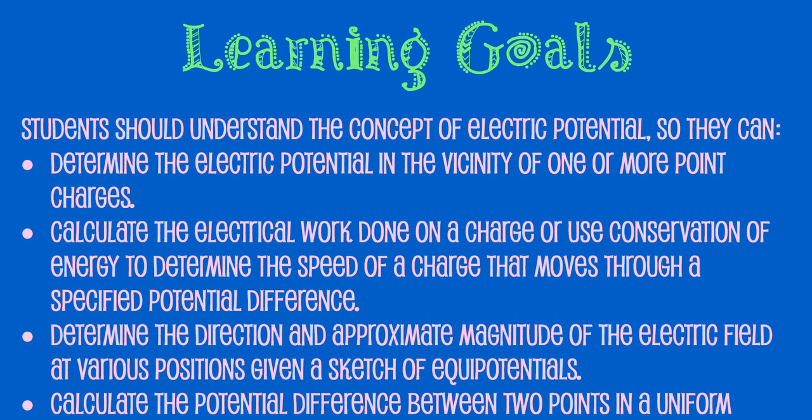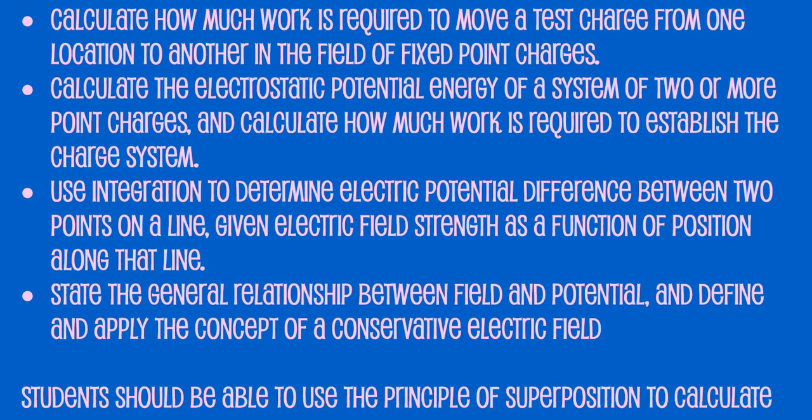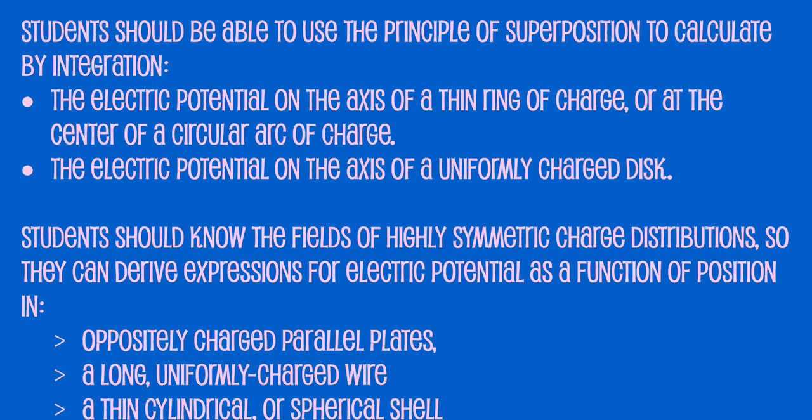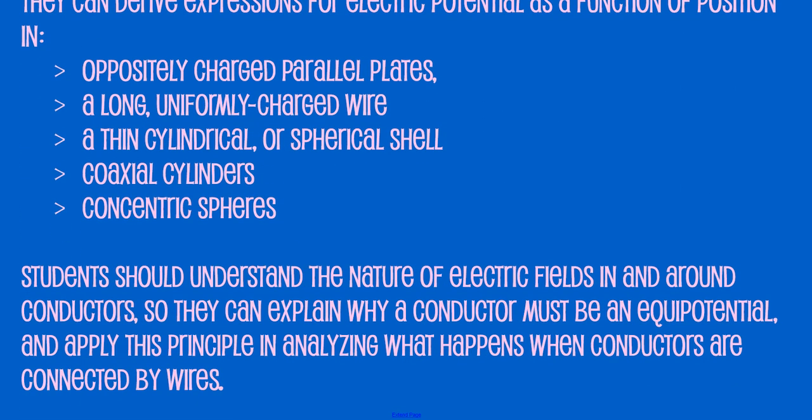We're going to be looking at the concept of electric potential. You'll see there are lots of things to do there. We'll also be using the principle of superposition to be able to find the electric potential of the ring of charge as well as a uniformly charged disk. We will have to know the fields of certain charge distributions so that you can derive expressions for the electric potential as a function of position. And finally, we'll be thinking about the nature of electric fields in and around conductors so that you can explain why a conductor must be an equipotential.